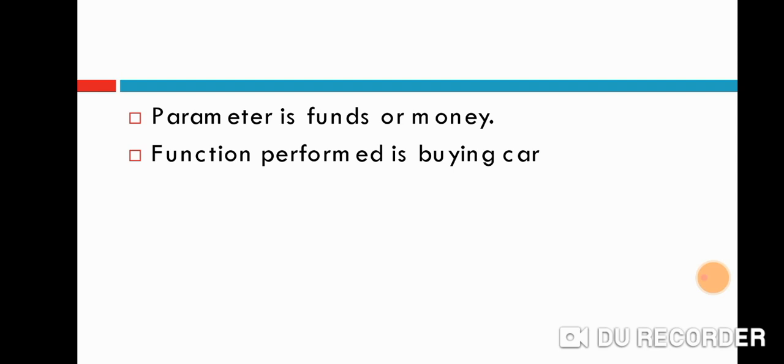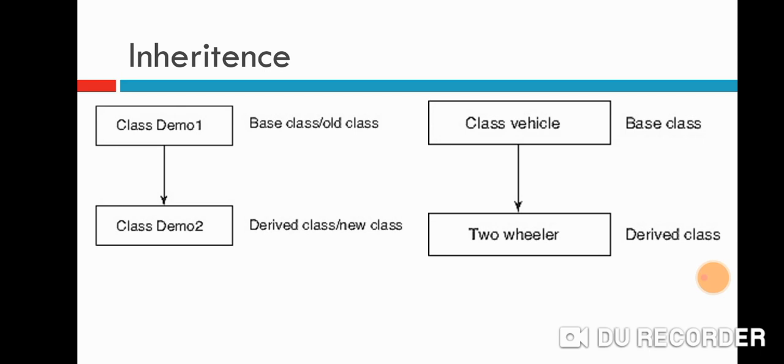Okay. Now, the answer to this is: the parameter is funds or money and the function performed is buying a car. Now let's see what is inheritance.